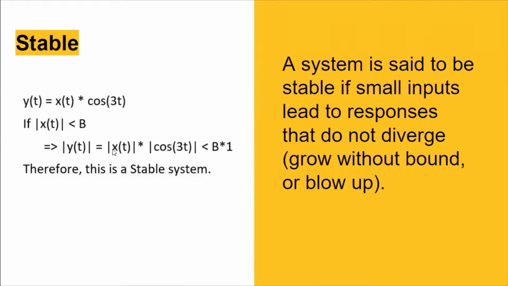So considering that x of t is always going to be less than infinity, and cosine of 3t is always going to be less than infinity, then we can say that y of t is going to be bounded, and therefore that this is a stable system. Now, if instead of cosine it was the exponential of 3t, well, we know as t gets larger and larger that that's going to go to infinity. So in that case, the system would not be bounded. It would not be a stable system.